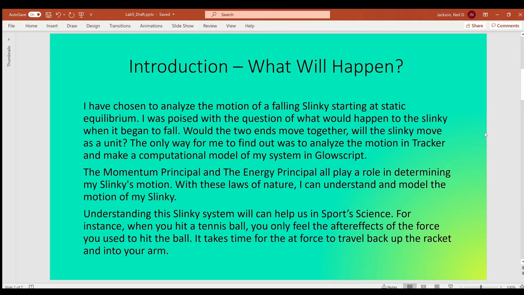And understanding this system will help us in the fields of sports science. For instance, if you take a baseball and you hit it with the bat, you are only feeling the magnitude of the rebounded force off the ball.